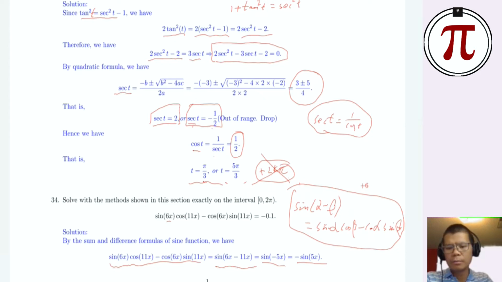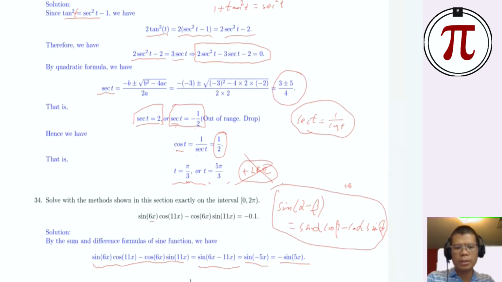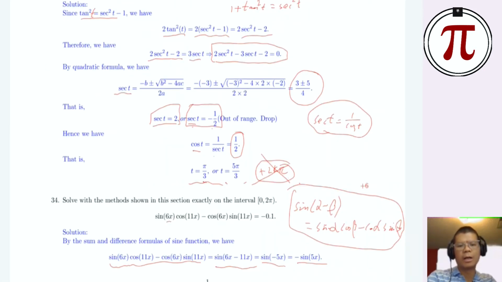Problem 26 said the same thing, but you didn't write plus 2k pi. That's my question. Why do you put plus 2k pi for problem 36, but for this question, I didn't write anything for 26? Yes.